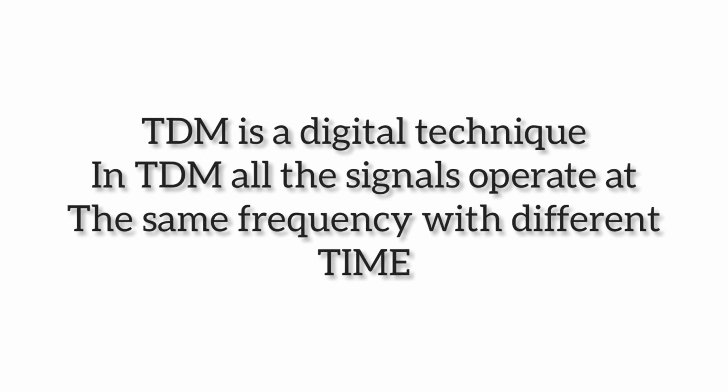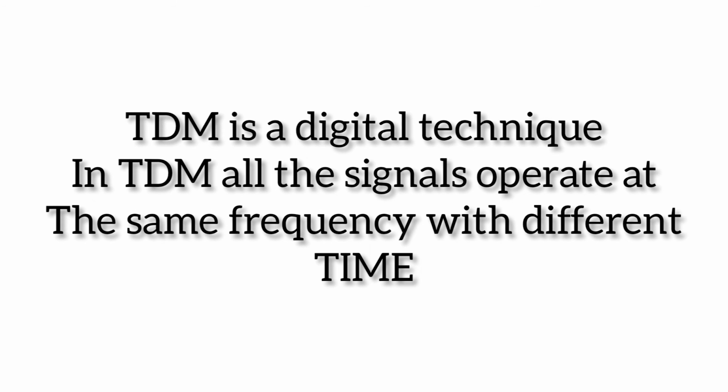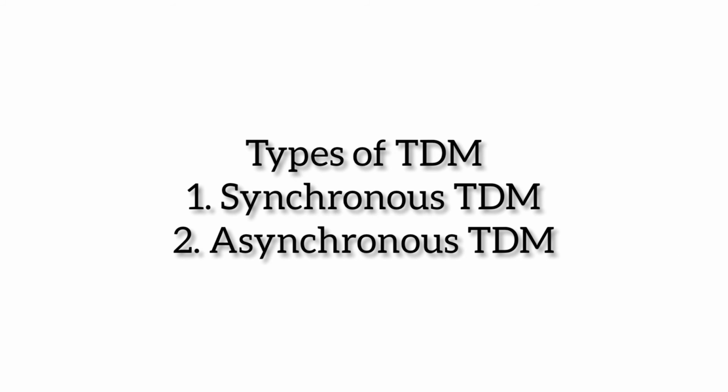TDM is time division multiplexing. It is a digital technique. In TDM, all signals operate at the same frequency with different times. In TDM, the total time available in the channel is distributed among different users. Each user is allocated a different time interval, known as a time slot, at which the data is to be transmitted by the sender. There are two types of TDM.